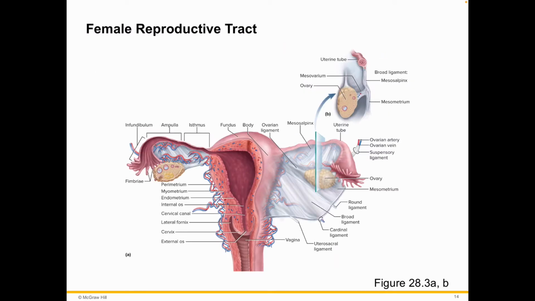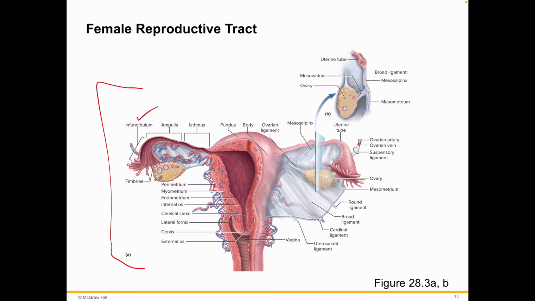The female reproductive tract is as such. So we talked about some of these earlier, but this is just a different view of, more specifically here, the uterus, the ovaries, the vagina, and definitely the ligaments. So let's talk about those.